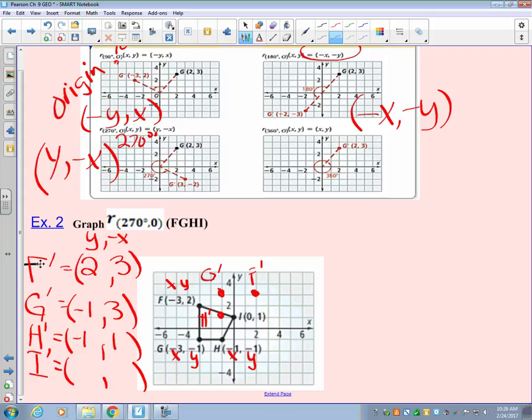Then last but not least, I prime. Take that Y and put it in the front. And what happens to a 0 when you put a negative on front? Is it -0? No, it's just 0. Okay, and then we are going to graph that as well. So our new figure looks like that. Rotated 270 degrees. Remember, 270 is 3/4 the way around the circle. Like a 3/4 turn.